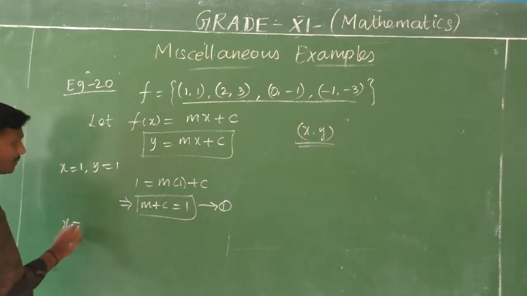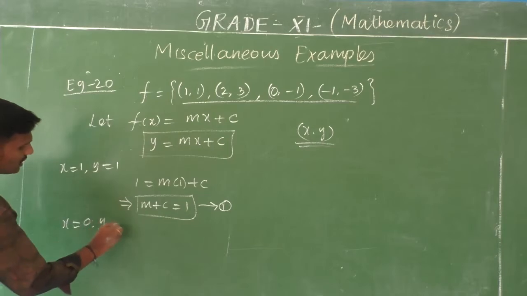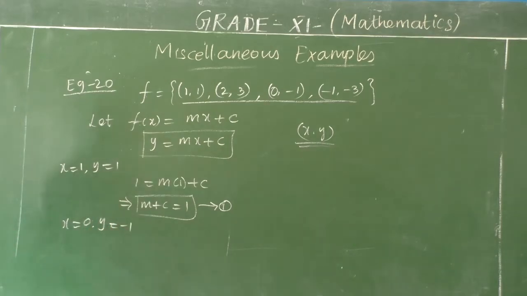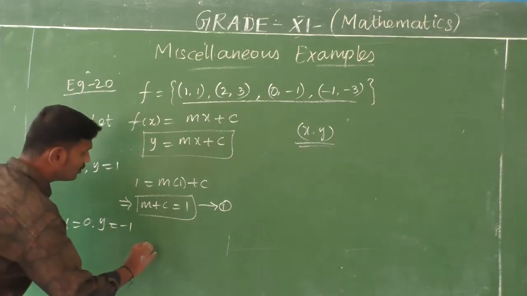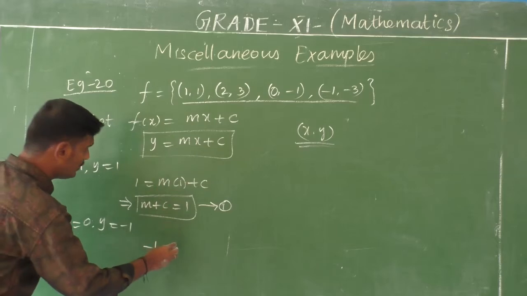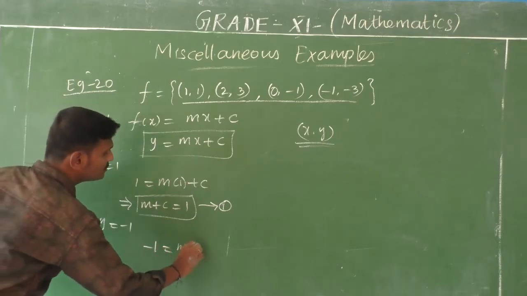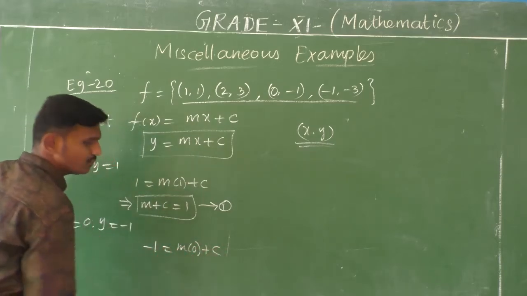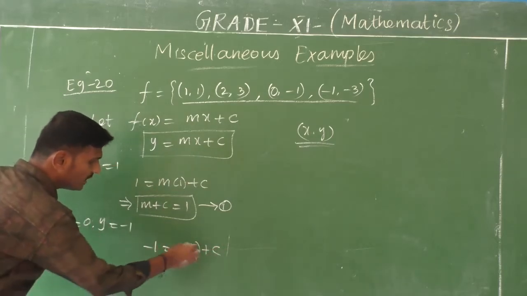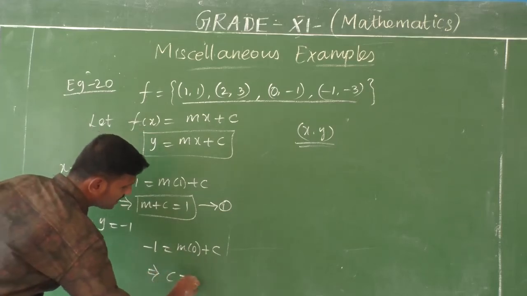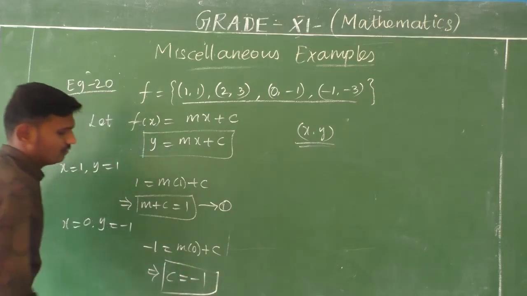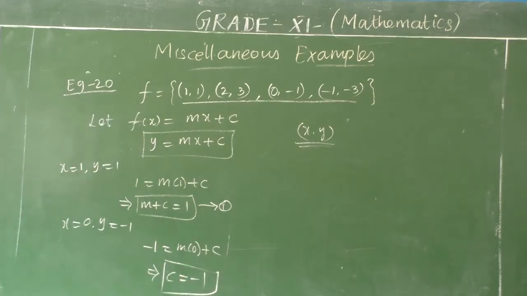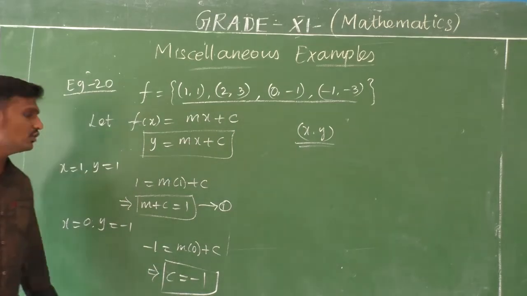Now I am taking the third set of ordered pairs. So x equal to 0 and y equal to minus 1. This is very simple. See, y equal to minus 1 is equal to m into 0 plus c. So 0 into anything is 0 only. Therefore c equal to minus 1. So the value of c is minus 1.